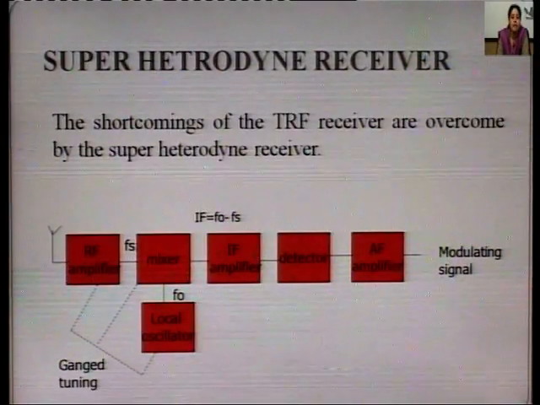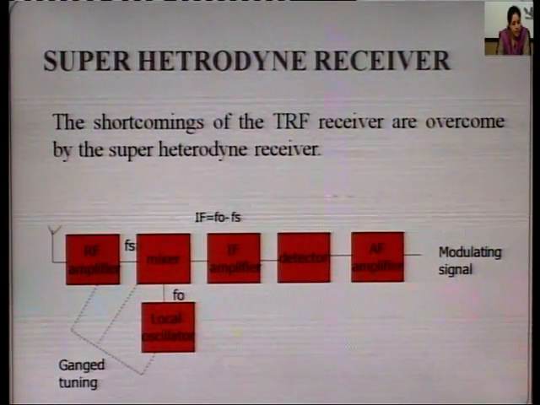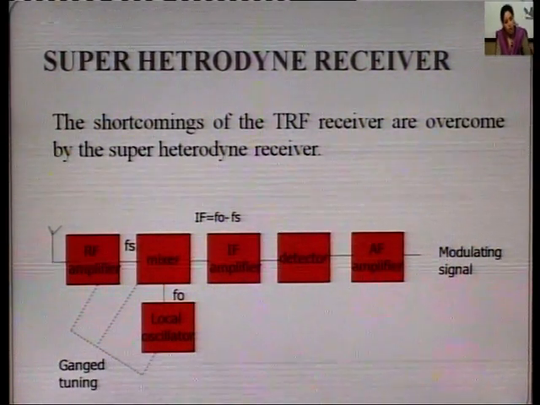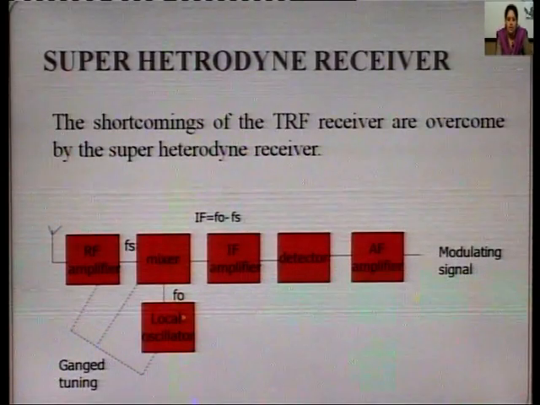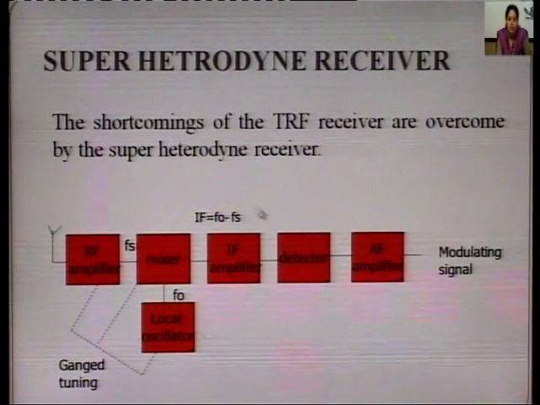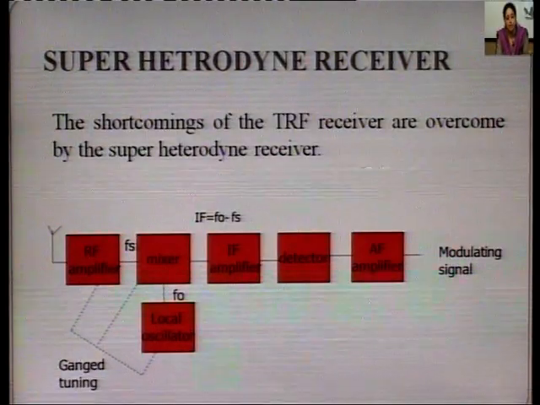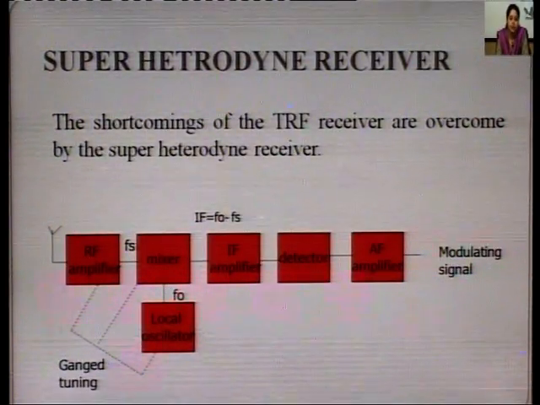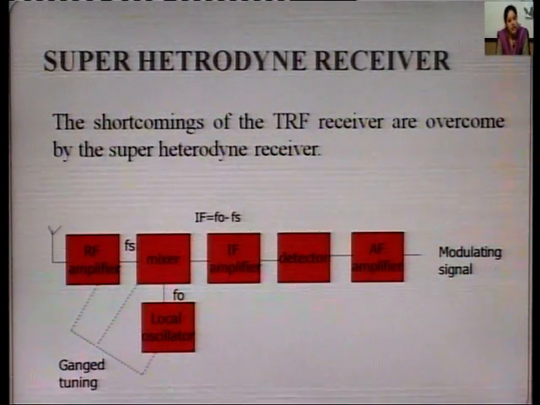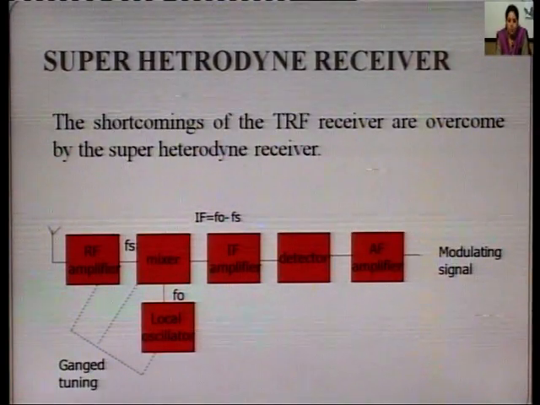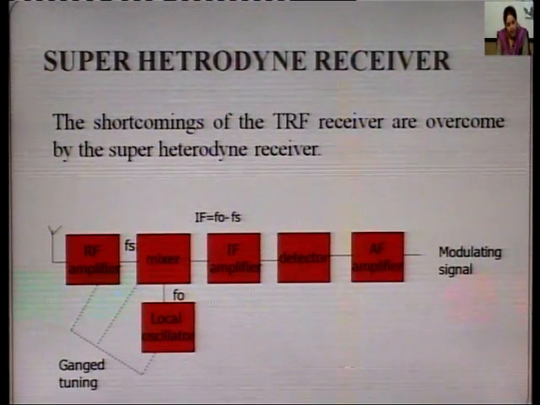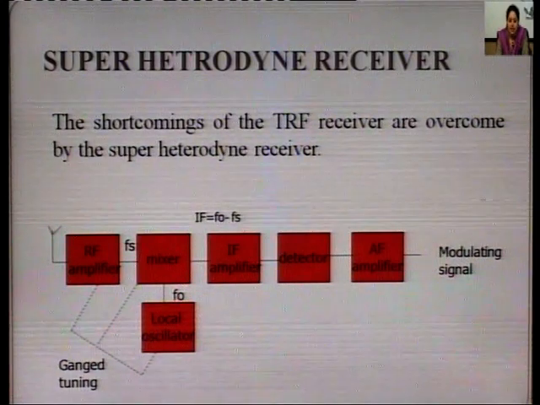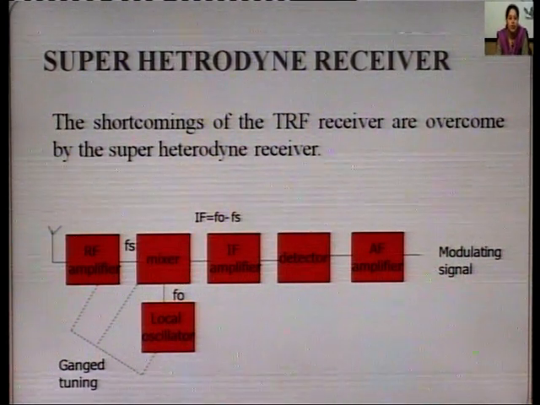Again, you are having an RF amplifier, IF amplifier, detector and AF amplifier. What changes in the superheterodyne receiver is this: you are having a mixer and a local oscillator. That was not in the TRF, the tuned radio frequency receiver. This mixer and local oscillator are needed so that you can get an intermediate frequency, the IF, that is a lower frequency with respect to the radio frequencies.